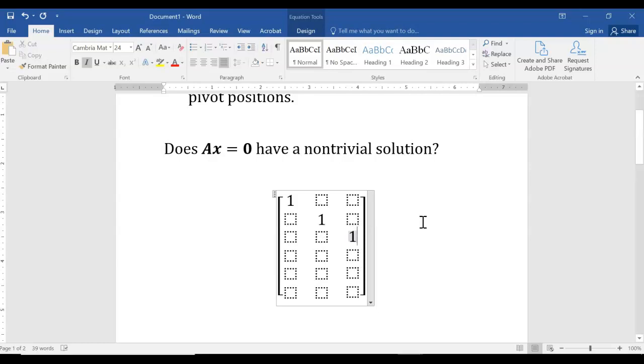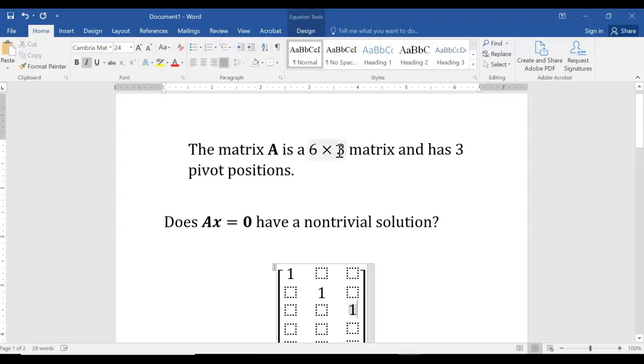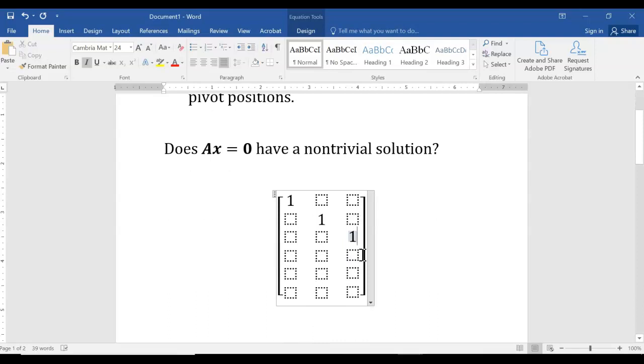Notice that since we had 3 columns and 3 pivot positions, that doesn't leave any room for free variables. So in the augmented matrix, if we'd included a column of zeros, we would not have had any free variables in our solutions. Okay, so does it have a non-trivial solution? The answer is no. There are no free variables.